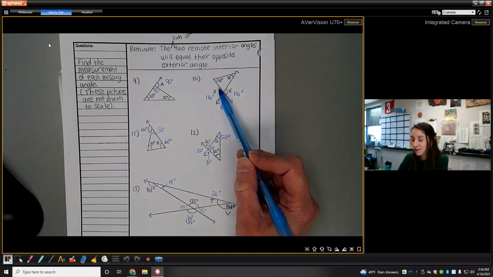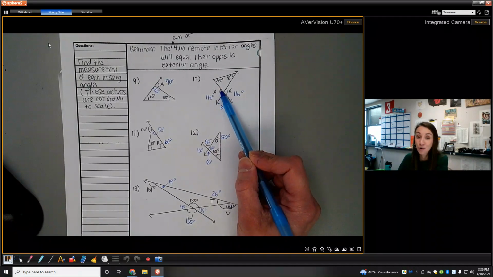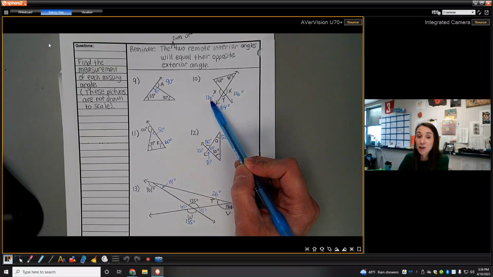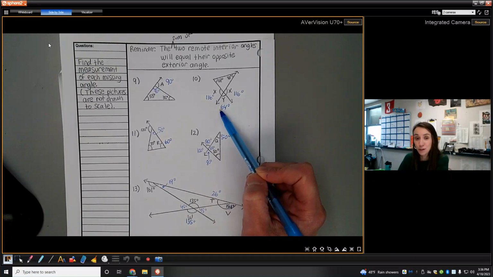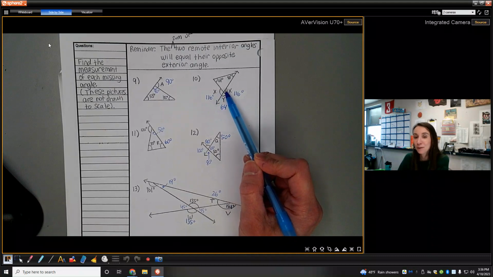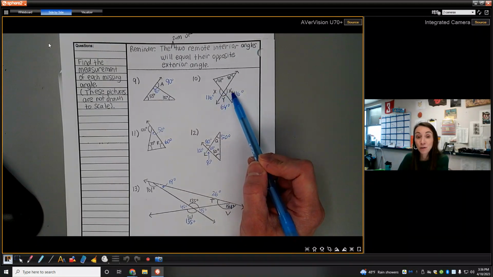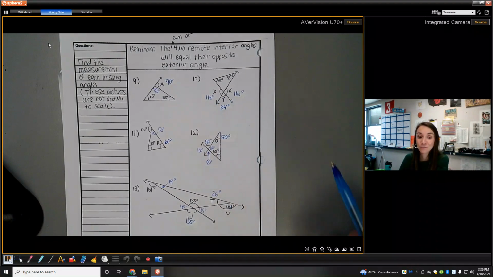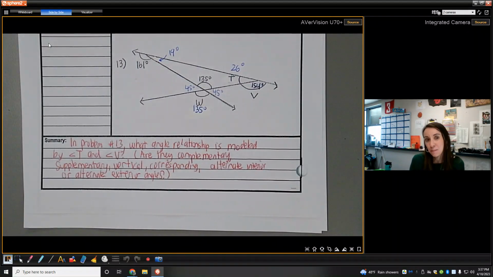From there, I noticed that right here, we've got a supplementary angle relationship. So if this is 64, angle X has to be 116 degrees because 64 plus 116 is equal to 180. And you'll notice that from here to here, we've got a vertical angle relationship. So if this is 116 degrees, so is this one. So I want to answer this little summary question. In problem number 13, what angle relationship is modeled by angle T and angle V?